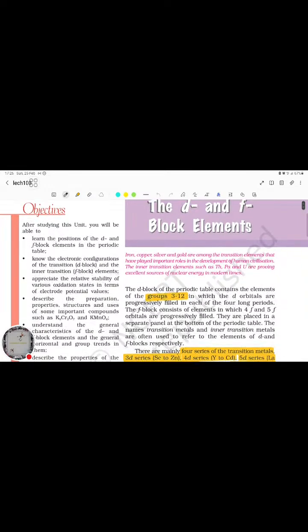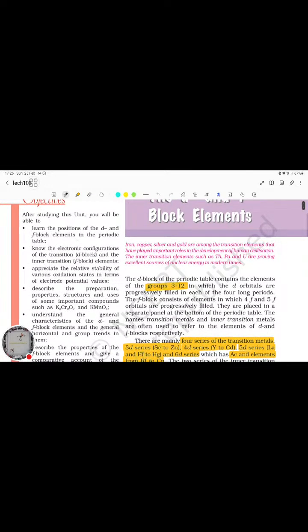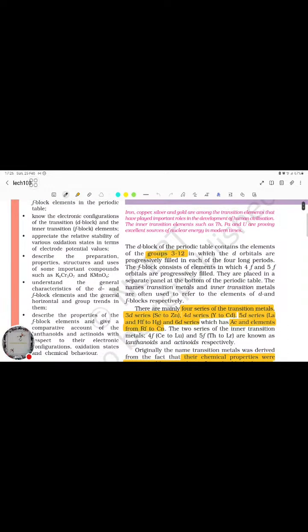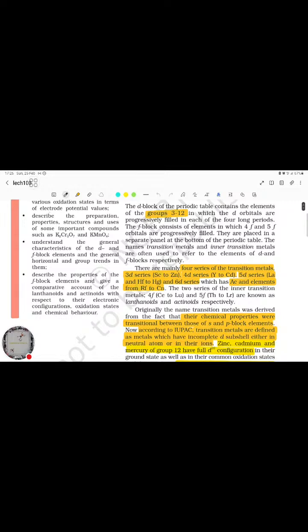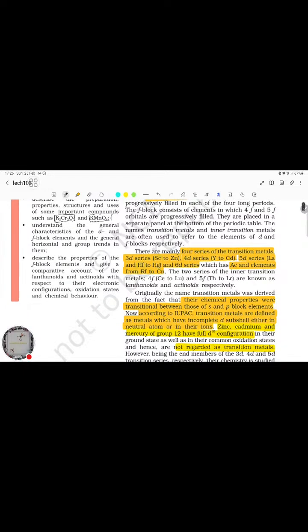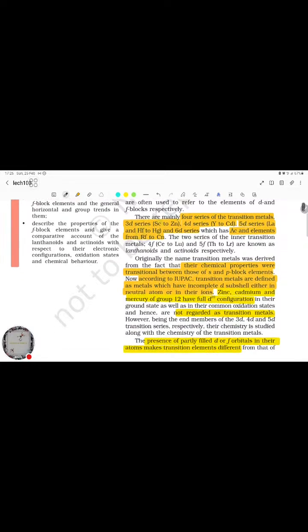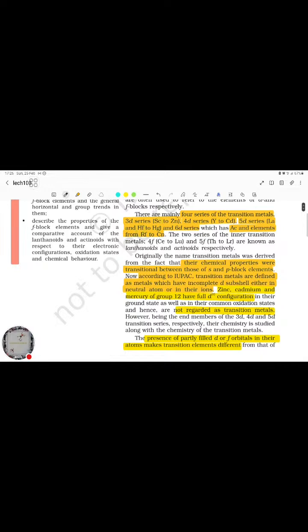First things first, let's see the objectives. After studying this unit, you will be able to learn the positions of the d and f block elements in the periodic table, know the electronic configurations, appreciate the relative stability of various oxidation states in terms of their electrode potential values, describe the preparation, properties, and structures of the important compounds K2Cr2O7 and KMnO4, understand the general characteristics of the d and f block elements and the general horizontal and group trends in them. Describe the properties of the f block elements and give a comparative account of the lanthanoids and actinoids with respect to their electronic configurations, oxidation states, and chemical behavior.